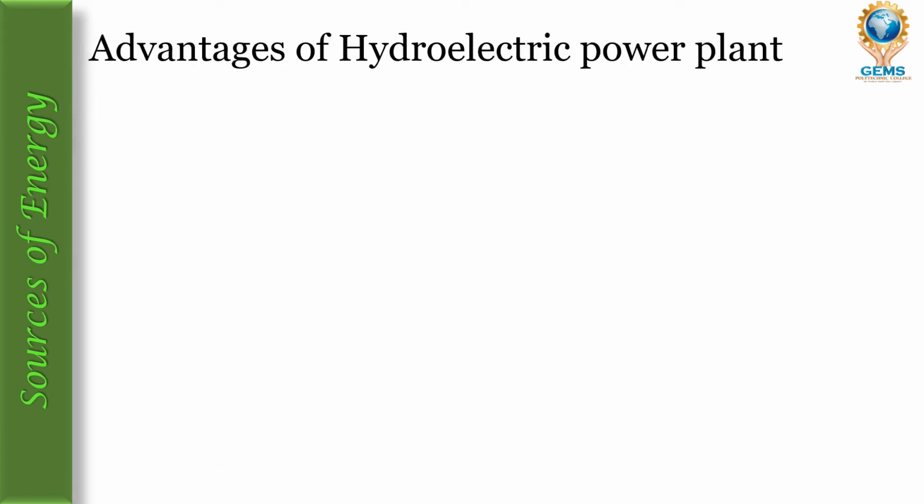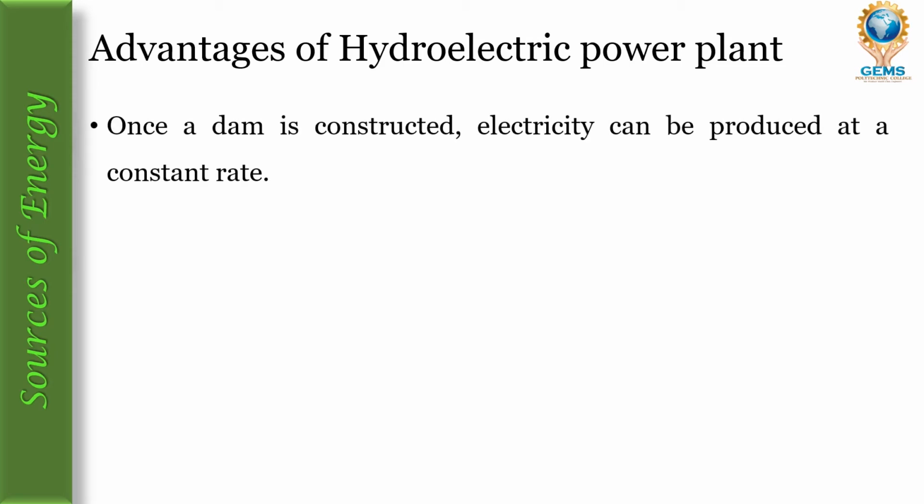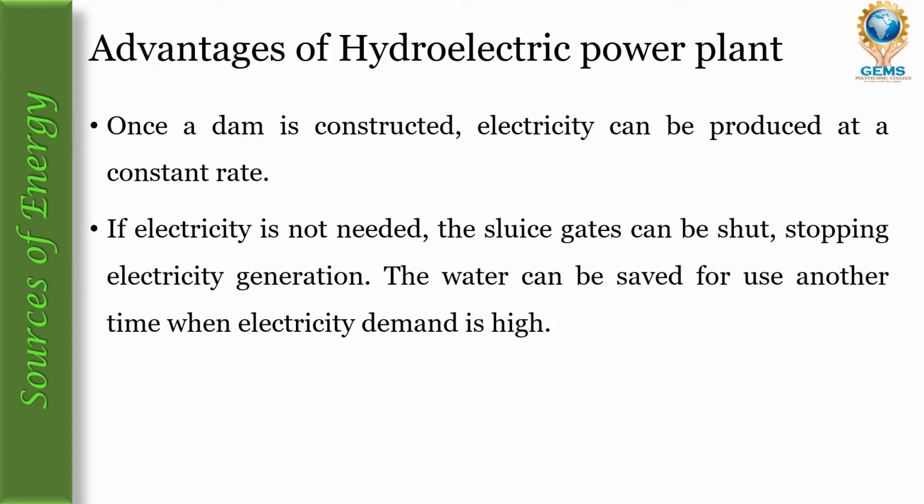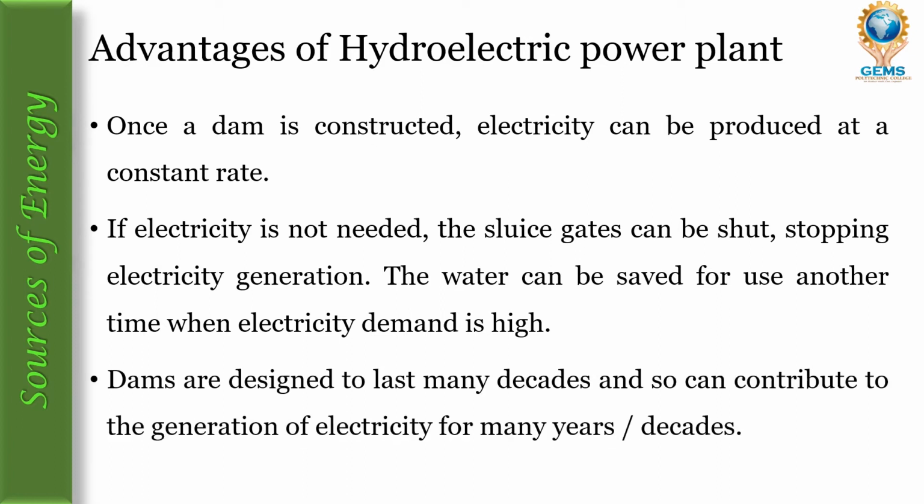Now let's see the advantages of a hydroelectric power plant. Once a dam is constructed, electricity can be produced at a constant rate. If electricity is not needed, the sluice gates can be shut, stopping electricity generation. The water can be saved for use another time when electricity demand is high.